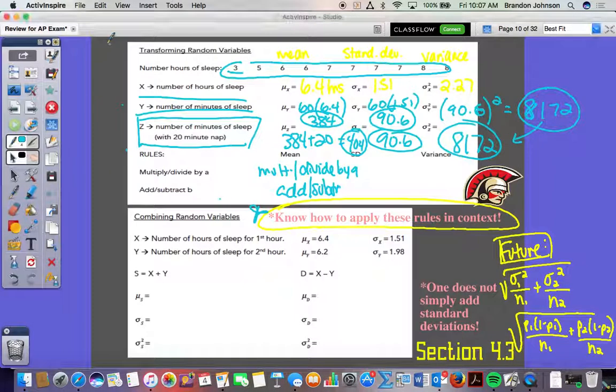Oh, there we go. iTunes. Let's go. Add and subtract by B. Okay? All right. Is everyone with me? All right. Now let's talk about standard deviation.